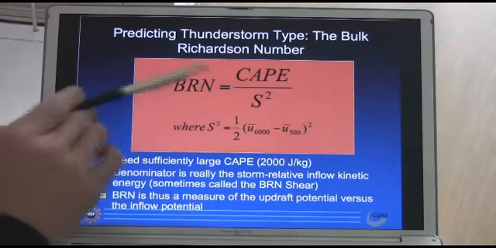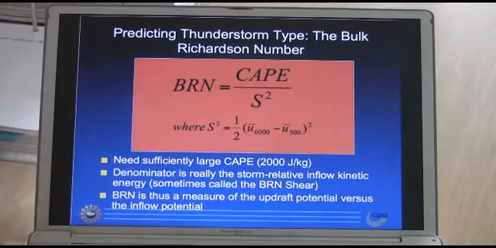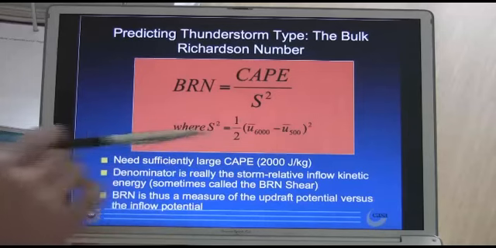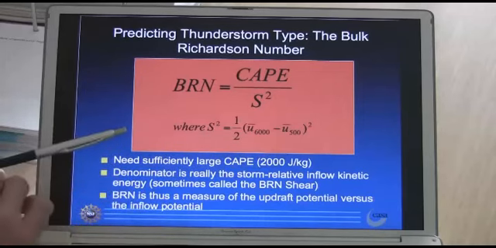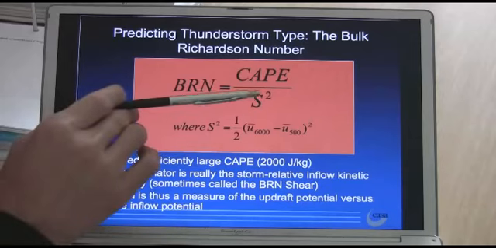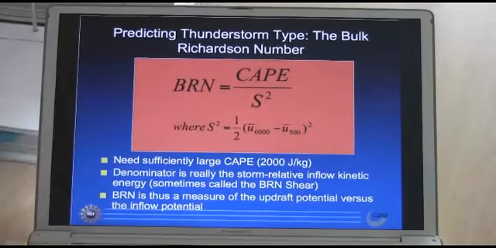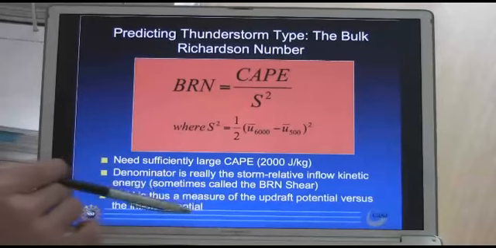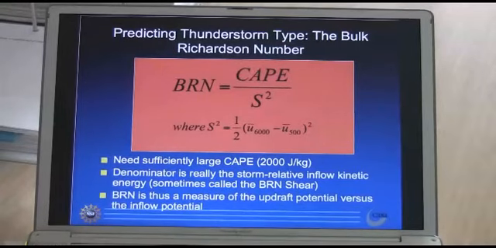So the point of the Bulk-Richardson number is that to get supercells you need sufficiently large CAPE. The denominator, as I said before, is kind of the storm relative inflow kinetic energy, called the BRN shear. So this is a measure of the inflow kinetic energy versus the potential energy of the updraft. BRN is a measure of the updraft potential versus the inflow energy, and really is more of a classification of storm type than anything else.